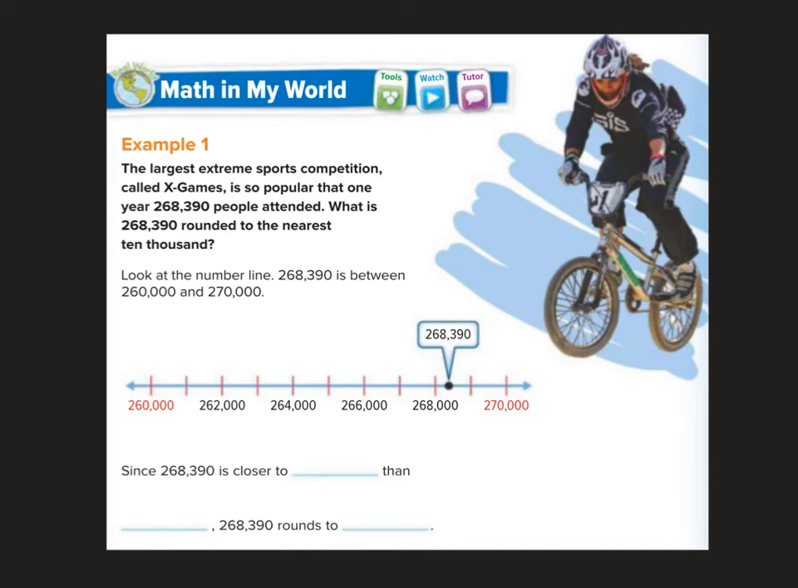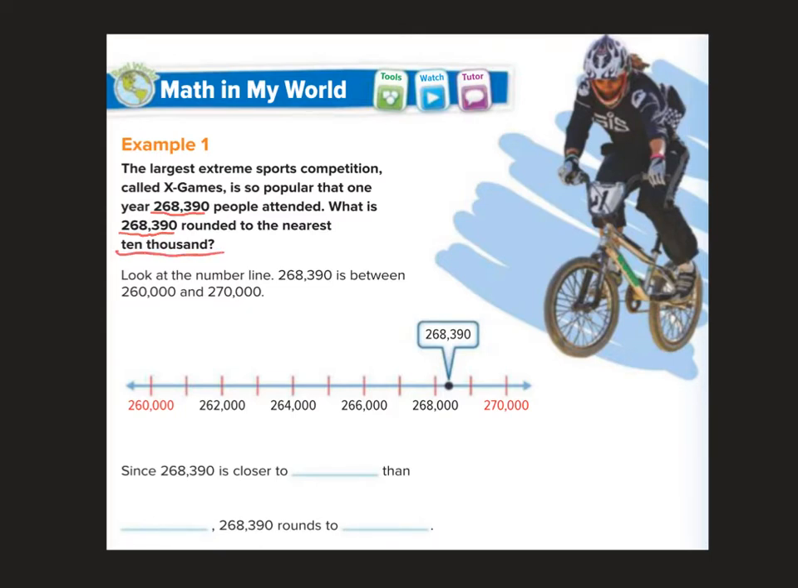All right, let's take a look at example 1. The largest extreme sports competition is called the X Games. It's so popular that one year 268,390 people attended. What is 268,390 rounded to the nearest 10,000?